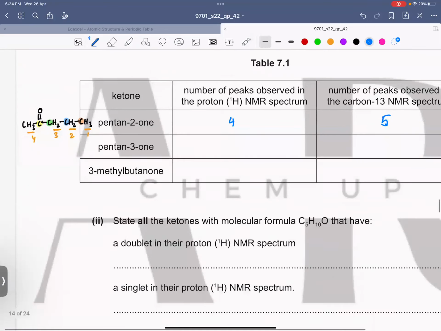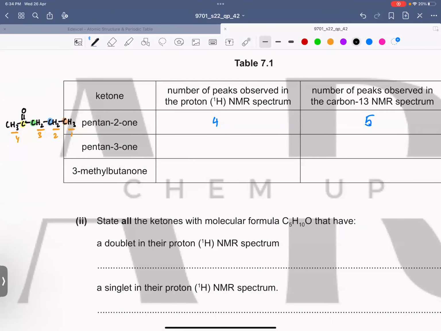Okay. Now, let's have a look at pentan-3-one. So it would be CH3, CH2, C double bond O, CH2, CH3. These 2 protons are similar, so they are going to show the same signal. These 2 protons are similar, so they are going to show the same signal. And there are no other protons. So in proton NMR, we are going to get only 2 signals.